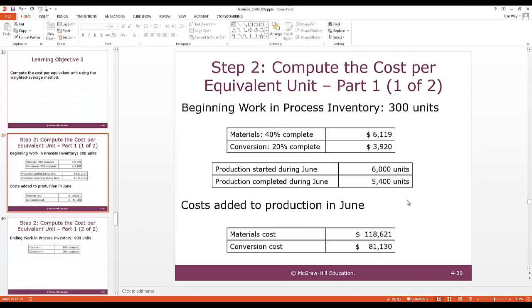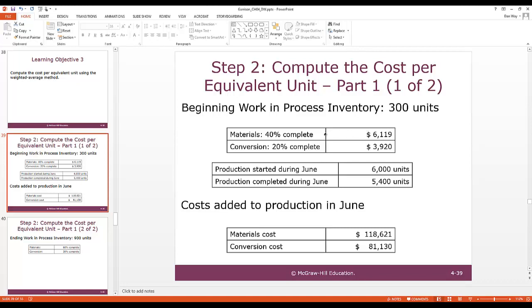So if you recall from our example here, we had 300 units in beginning work in process. They were 40% complete with respect to materials, 20% complete with respect to conversion, and we're given the costs assigned to those units. So we can't really come up with that number without some additional information in any particular example, either from the previous month's full data set or from just these immediate totals.